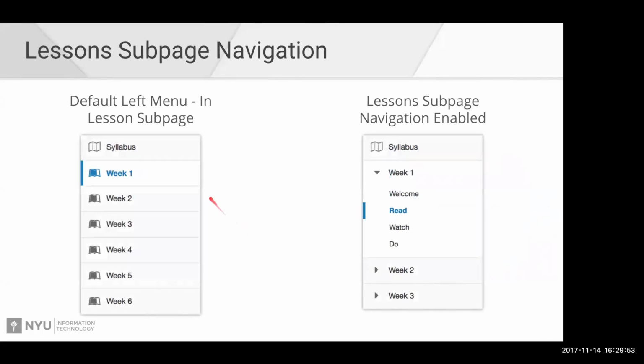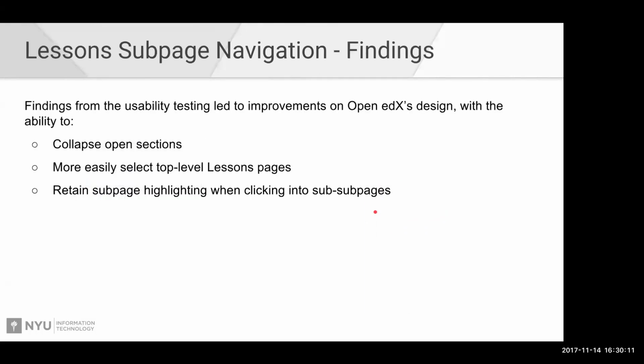So here on the left, we have a default left menu in the lessons tool where we are on a subpage in a lesson in week 1, but here you can't really tell that from the left menu. With this subpage navigation feature enabled, which is done through site info, you now see an accordion menu that expands open by default, and we can see exactly what subpage we're currently on.